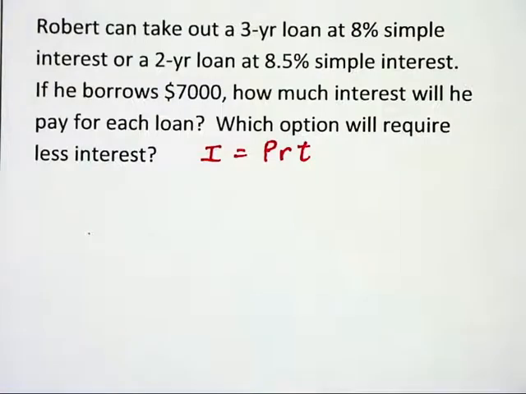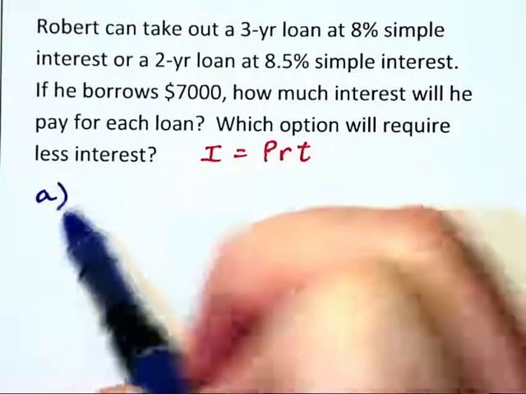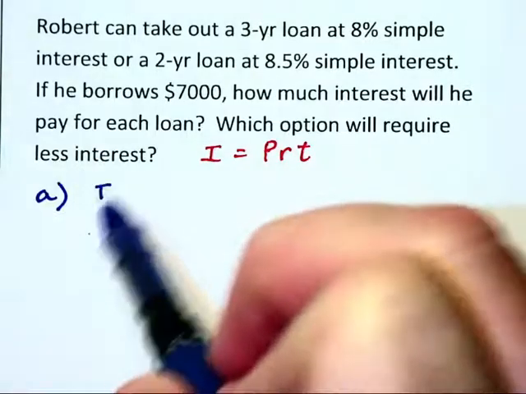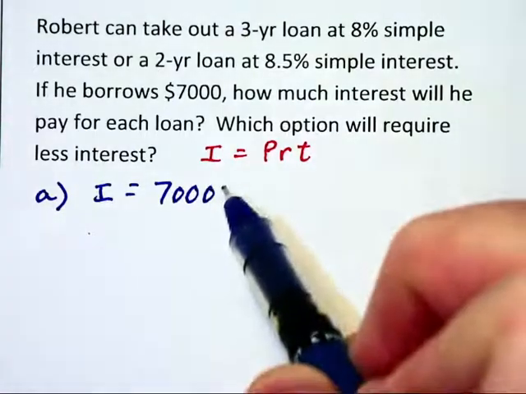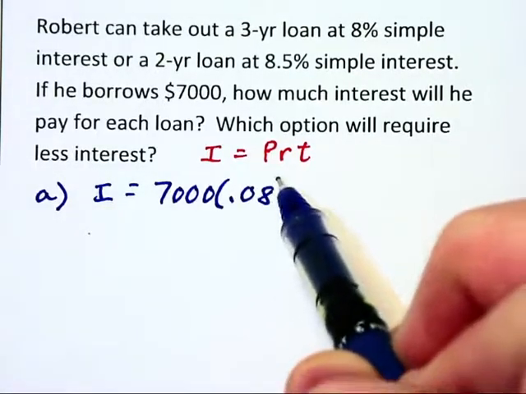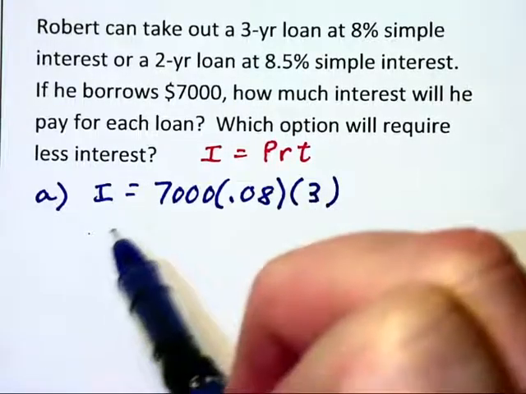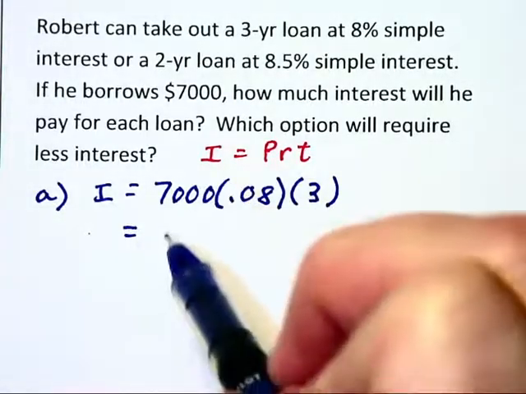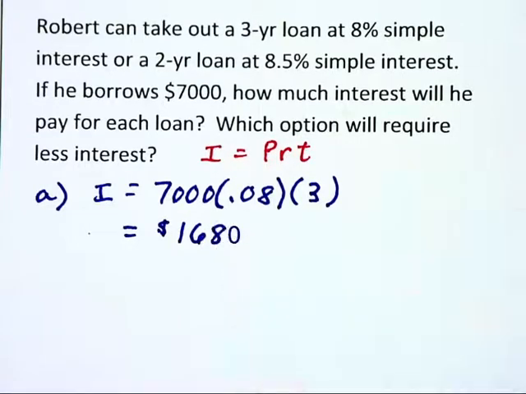expressed as a decimal. Let's look at the first loan, where interest is going to be $7,000, that's the principal, times the interest rate, which is 8%, times the time, which is going to be 3 years. When you multiply on the right-hand side, you will find out with this approach that the interest will be $1,680.